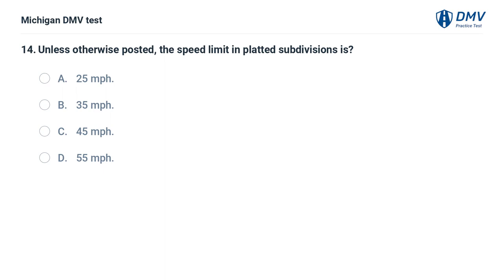Unless otherwise posted, the speed limit in platted subdivisions is A. 25 miles per hour. B. 35 miles per hour. C. 45 miles per hour. D. 55 miles per hour.